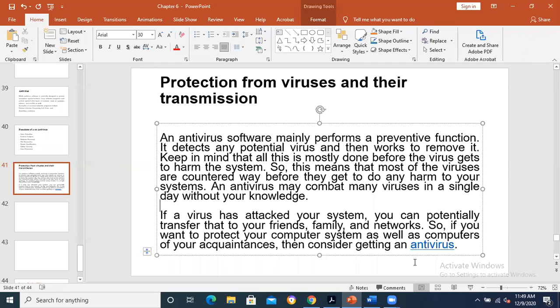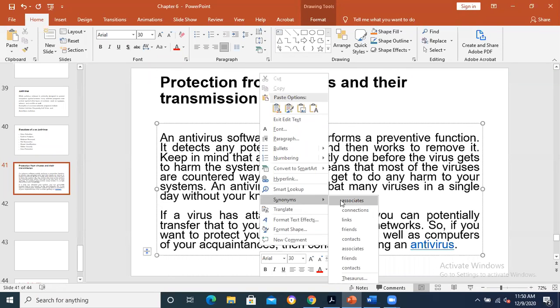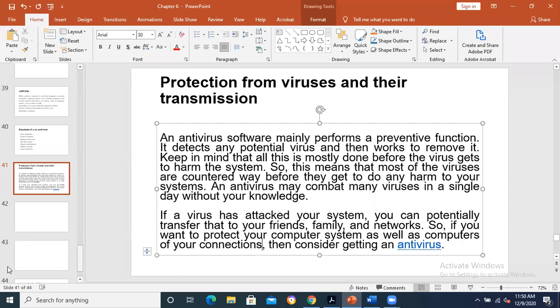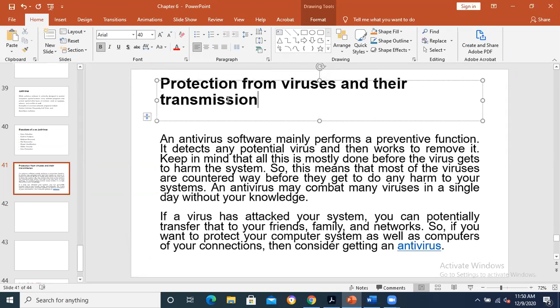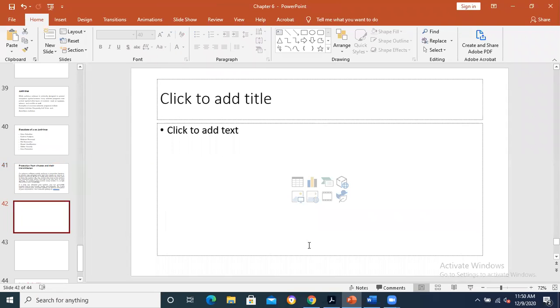So if a virus has attacked your system, you can potentially transfer that to your friends, family, and network because your computer system is also connected to them. So if you want to protect your computer system as well as the computers of your acquaintances, then consider getting an antivirus. Those who are in your neighborhood, in your connection, in your association, these are acquaintances. So you need to protect not only your computer but also your neighboring computers, your friends' and family computers. Not only protection against the virus but also transmission to other computers is prevented by the antivirus software.